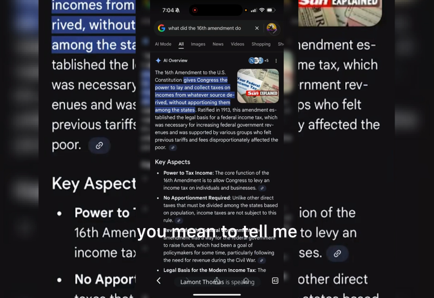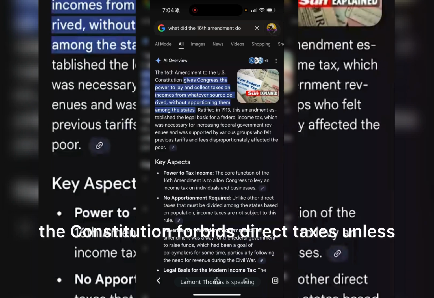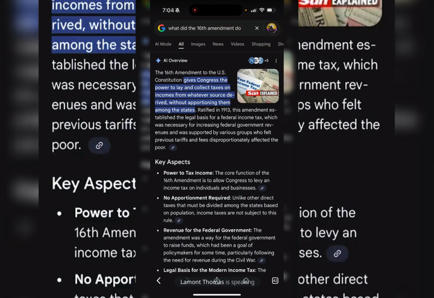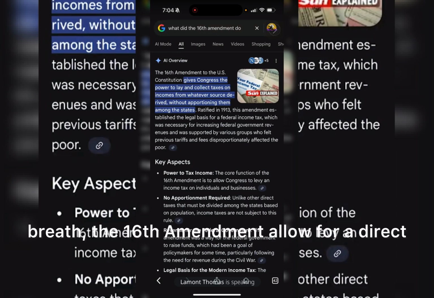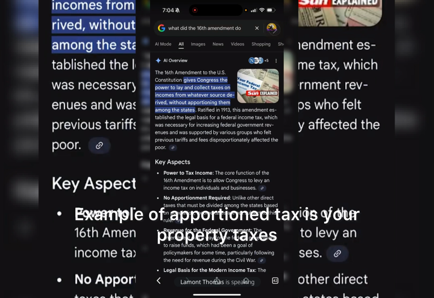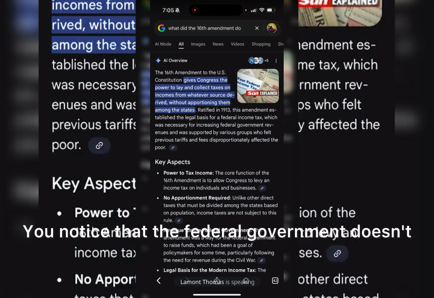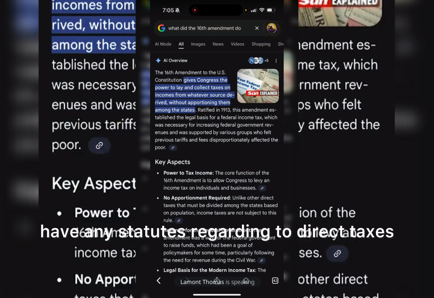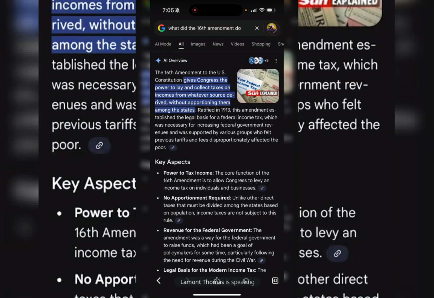So you mean to tell me the Constitution forbids direct taxes unless it's subject to the rule of apportionment, but in the same breath, the 16th Amendment allowed for a direct and non-apportioned tax? An example of an apportioned tax is your property taxes, depending on what state you're in. You notice that the federal government doesn't have any statutes regarding direct taxes. It's really a state thing. Depending on what state you're in, you pay property tax.